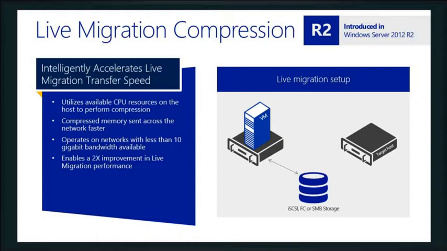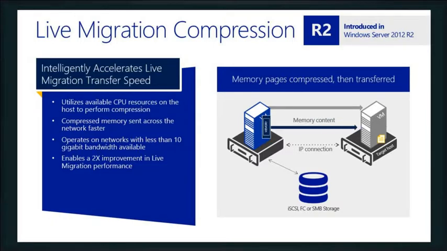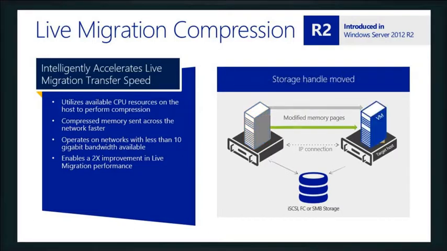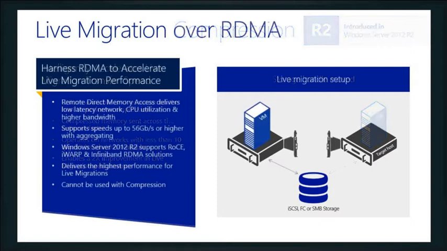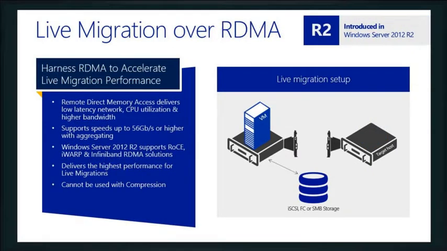What R2 gives us is the ability to do live migration with compression. So the memory is compressed as it's being written across to that target host. Configuration data moves across, memory contents move across, but that's compressed and transferred, and then the modified pages. Then the storage handle is moved. This is a 2x improvement over the 2012 live migration performance. Not to mention when you add on RDMA, we'll talk about that in a bit. So, harnessing RDMA to accelerate live migration. This component was not there before. You had to do a manual file copy process to take advantage of RDMA in 2012.